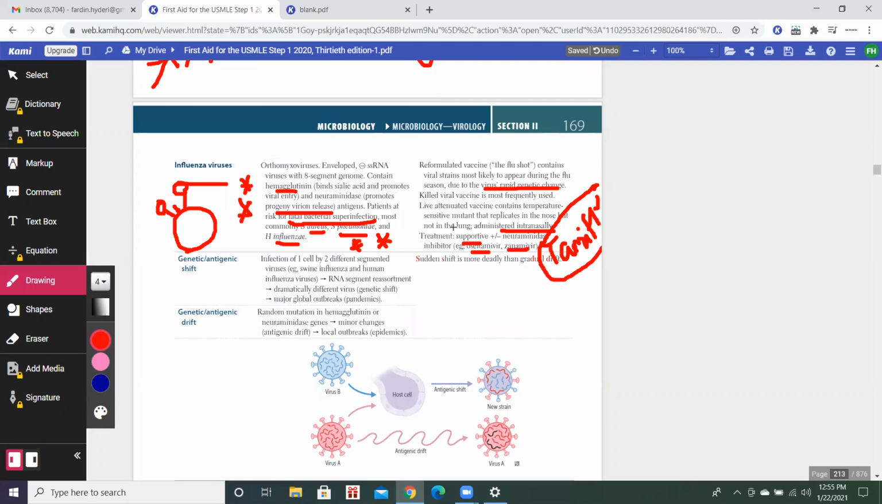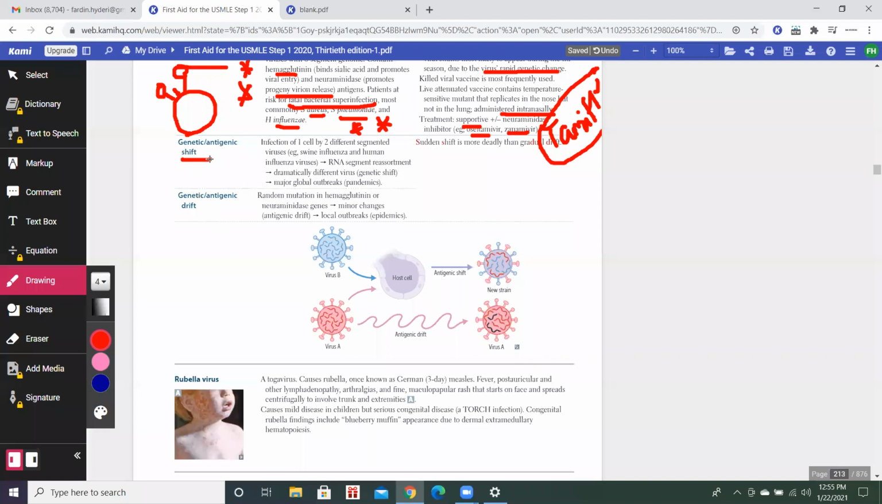Now, we'll talk about antigenic shift and we'll talk about antigenic drift, okay? Antigenic shift and drift, these are basically nothing. First of all, let's talk about antigenic shift and let's talk about drift.